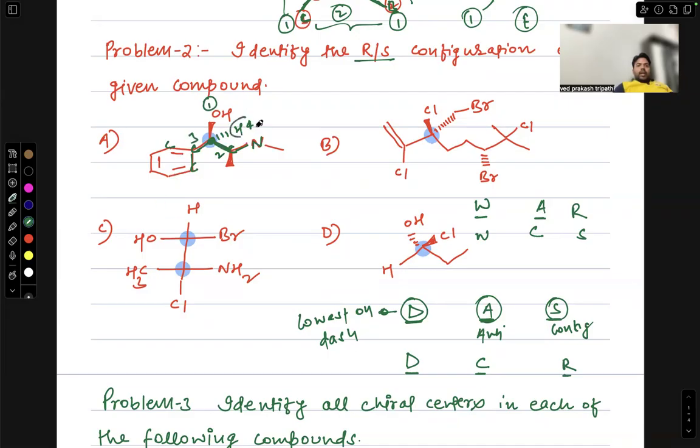Now my lowest on dash, lowest on dash. Now move 1 to 2. We can cross the fourth priority. So 1 to 2 going clockwise. So dash clock, which means R. So this would be my R. Make sense? Please tell me. Everyone, it makes sense?